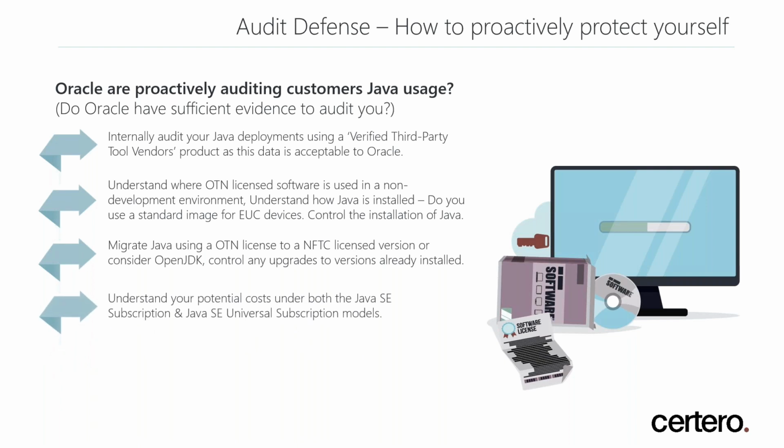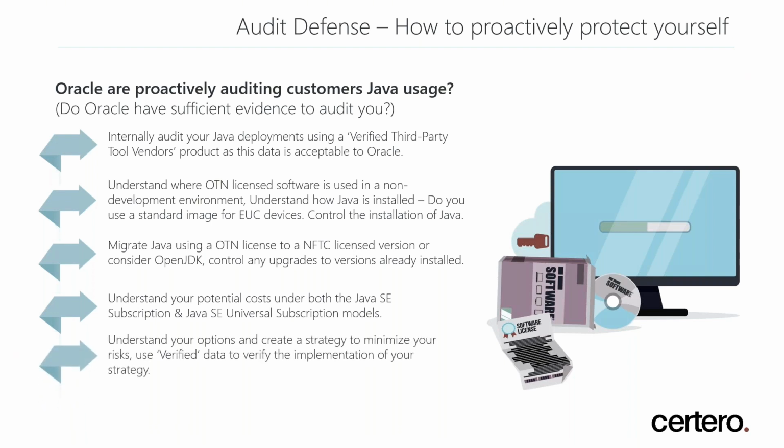If we do an effective license position for customers, we give both models because it helps commercially to have a sensible conversation with Oracle. What they want you to do is not know what you've got, and therefore you can't fight the figures they put on the table. Understand your options and create a strategy to minimize the risks. Okay, and again, use verified data for the implementation strategy.